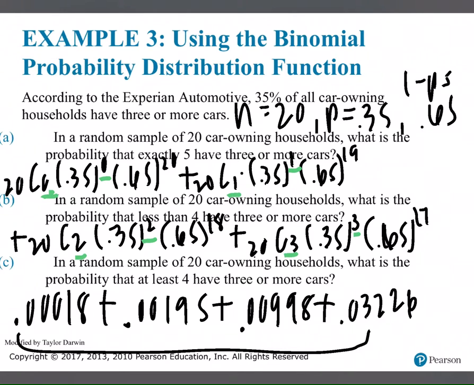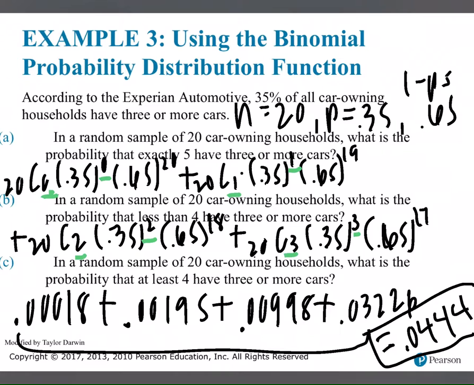All right, I'm going to go ahead and erase this soon. Well, I'll just go ahead and tell you. When I add all those up, I get 0.044444. So that's the probability I get an x less than 4. So that's your answer to B. And C says, I'm just going to leave this up here for another second. C says, in a random sample of 20 car-owning households, what's the probability at least 4 have 3 or more cars?